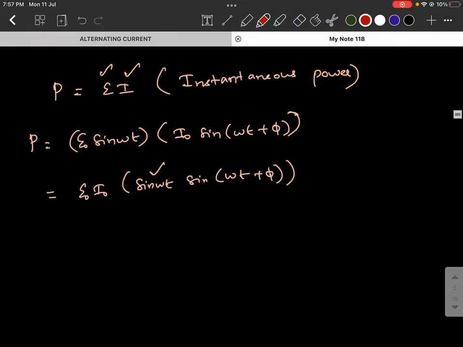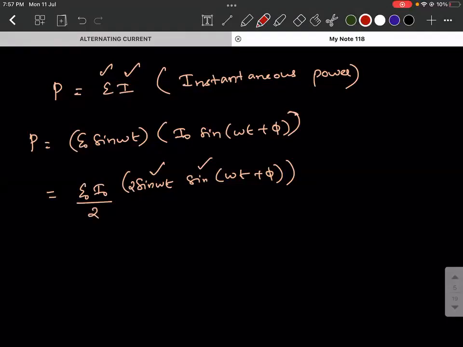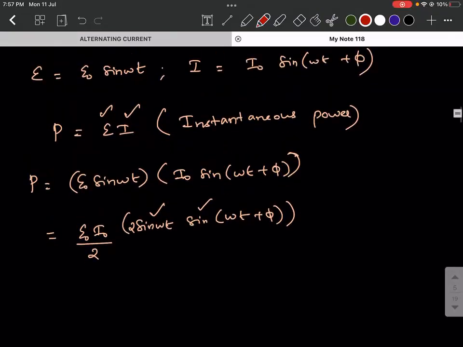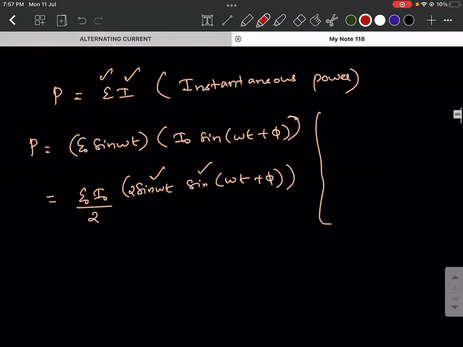Now what I will do is, since I have sine into sine, I'll multiply and divide it by 2. Those who are online, I suggest you write it along with me and concentrate. This is clear. So I multiplied and divided by 2 so that I have a formula like this: cos of a plus b minus cos of a minus b is equal to minus 2 sin a sin b.